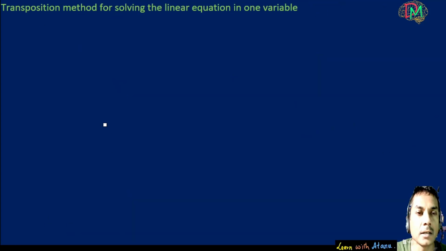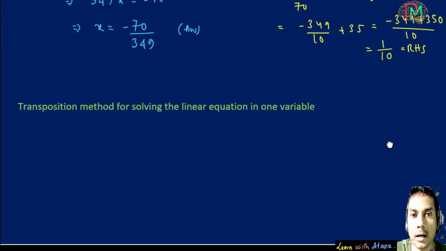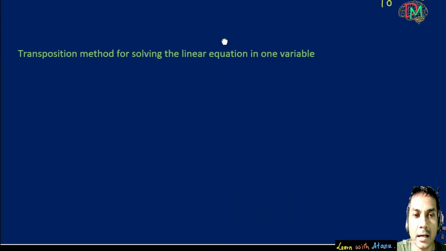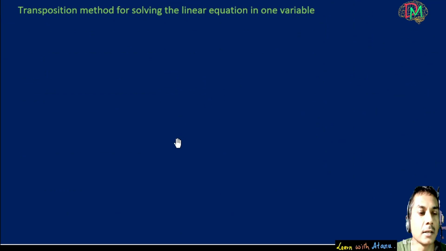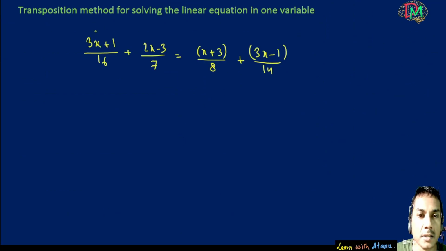Now we learn the transposition method for solving the linear equation in one variable. This method we have already applied in the earlier example, but I have not explained it. Now we learn this method. So let's take one example. This is the linear equation.